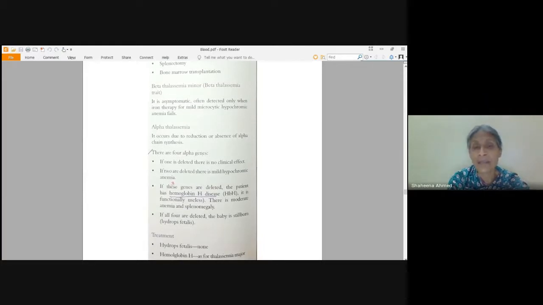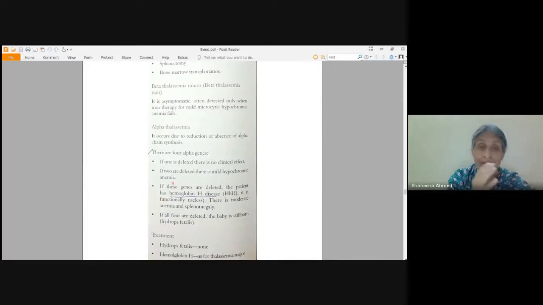Where beta thalassemia minor patients are concerned, usually they are asymptomatic. Sometimes a mild form of microcytic hypochromic anemia may be present, but iron therapy is not going to correct that because the iron levels are in fact normal in these cases. So here you just go by symptomatic treatment. Otherwise, these patients with thalassemia minor do well. They don't have any problems.